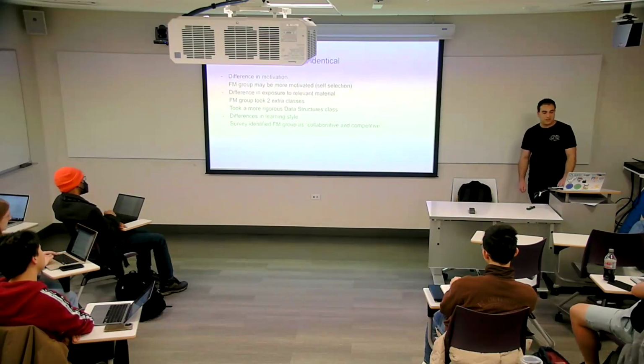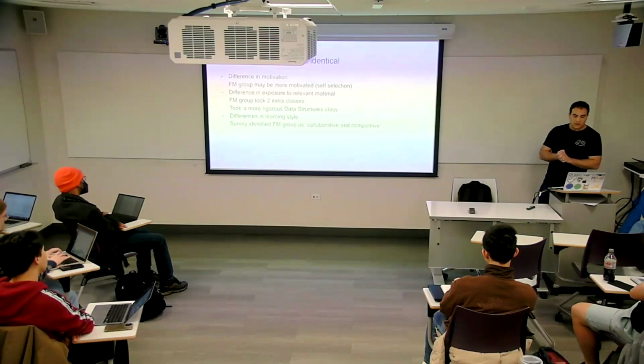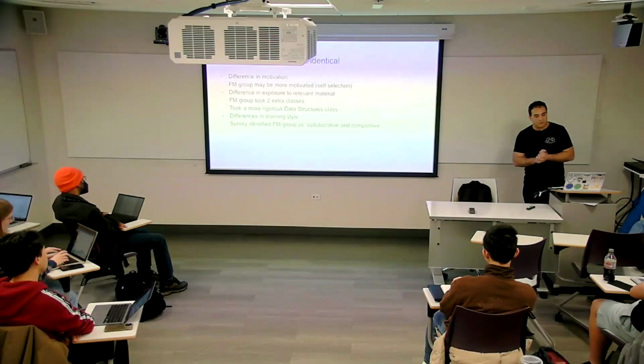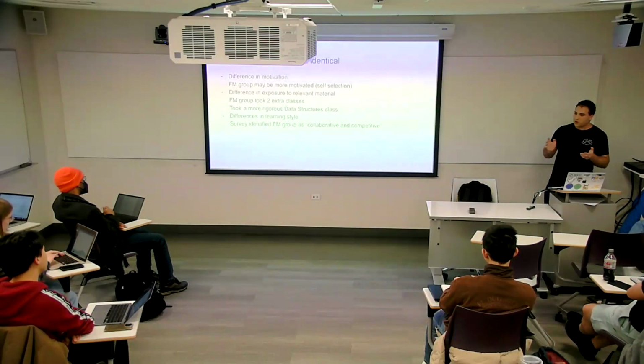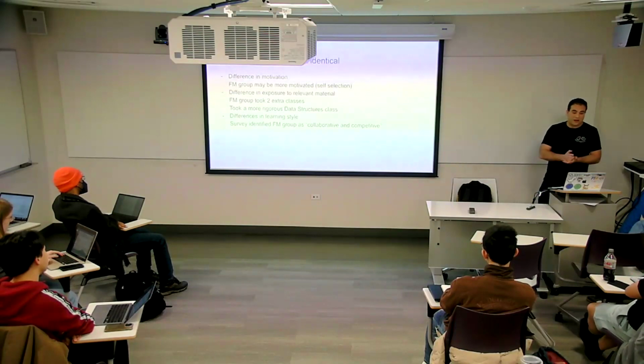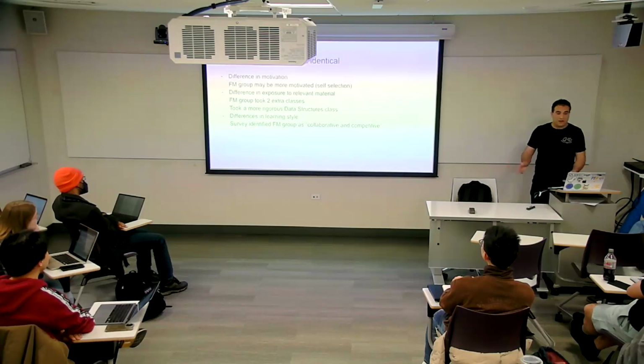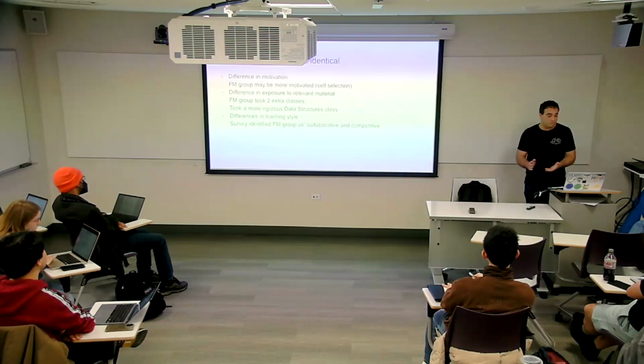There's also potential differences in learning styles. Another thing that the Sobel paper mentioned was that there was a survey given to the formal methods group and it identified them as collaborative and competitive. Unfortunately, the survey was not given to the control group, so we don't know anything about them. It's entirely possible that they're not very collaborative or competitive, and maybe that was a reason why their programs weren't as good.